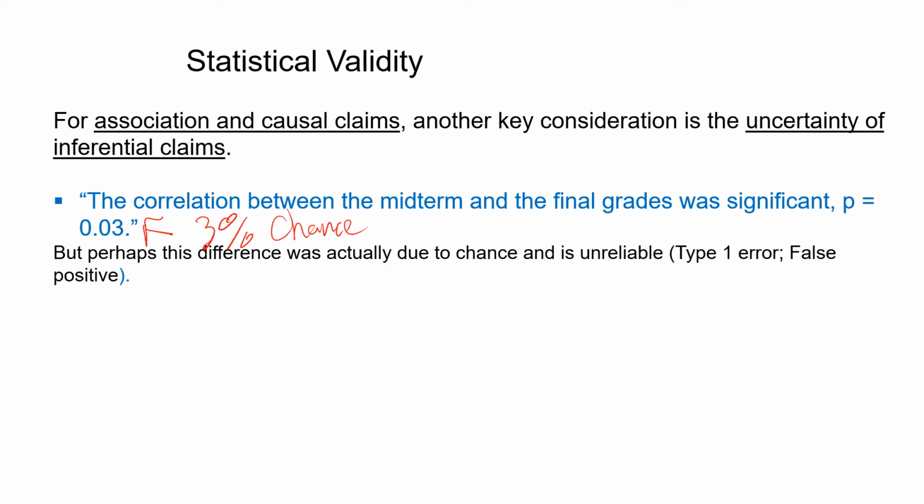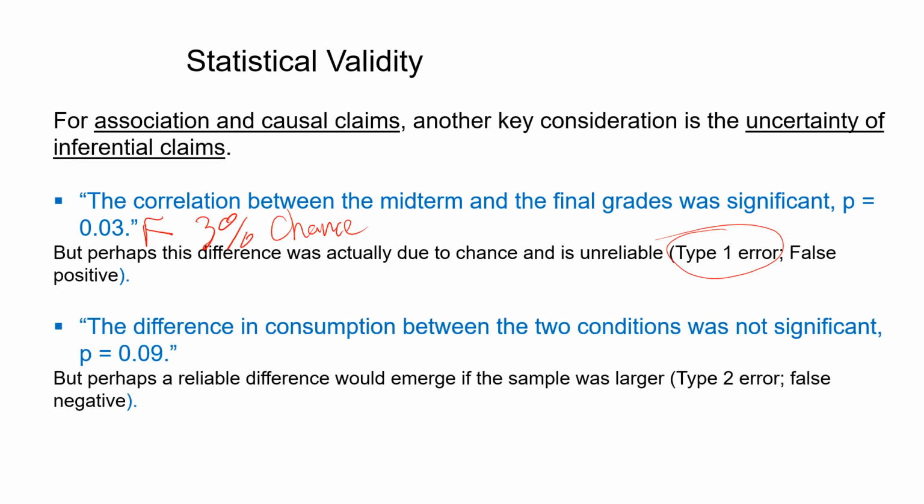And again, this is something talked about in stats, what p-values are. But what this basically means is there's a 3% chance that a type 1 error was committed, meaning there was a false positive. So that's something that needs to be considered when you're looking at statistical validity.